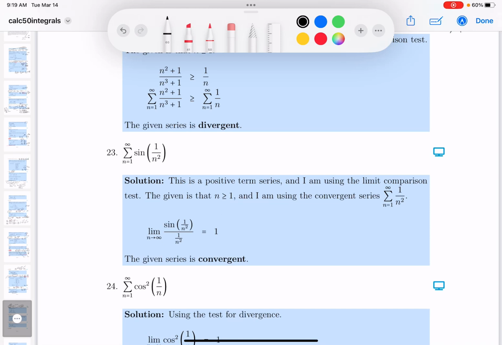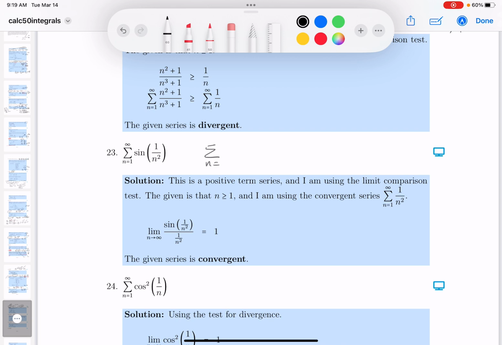Okay, this is a positive term series, and looking at it, as n goes towards infinity, let's take a look at that. Positive term series. I can't use a test for divergence, that wouldn't help me at all. But I'm going to look at this and say, maybe I can compare this to something that's somewhat related to this over here, all right?